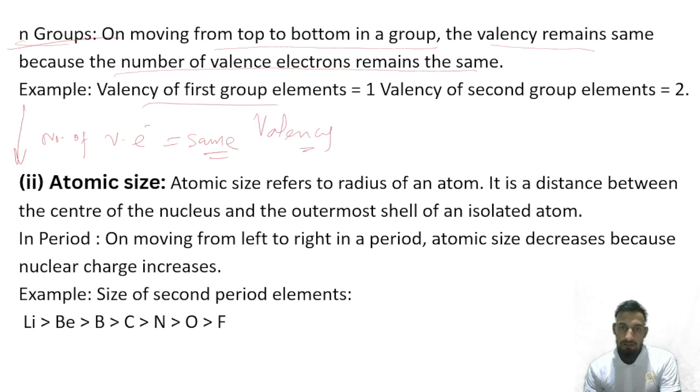फॉर एग्जांपल, वैलेंसी ऑफ फर्स्ट ग्रुप इज 1, वैलेंसी ऑफ सेकंड ग्रुप इज 2. तो ऐसे ऐसे बढ़ के थर्ड ग्रुप फोर्थ ग्रुप तक 4 चला जाता है and then it decreases from 4 to 0 as in case of the period.